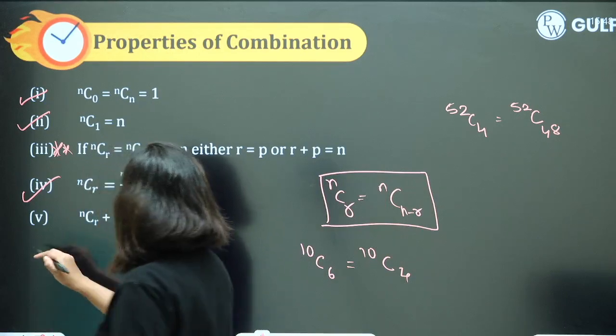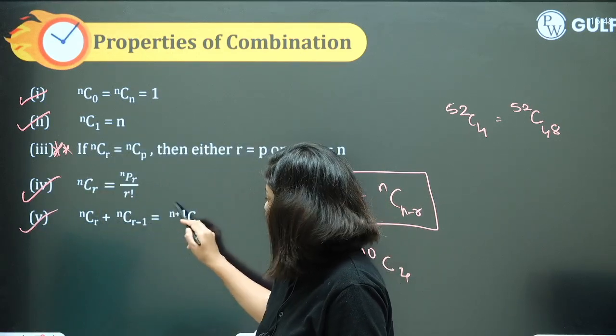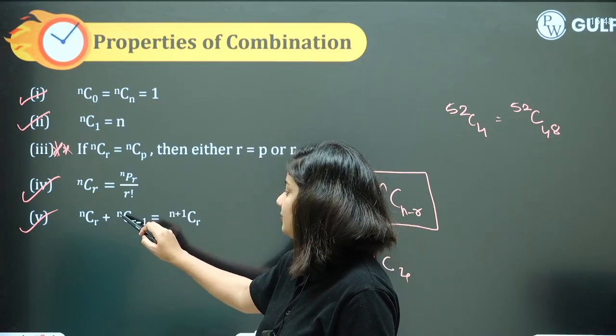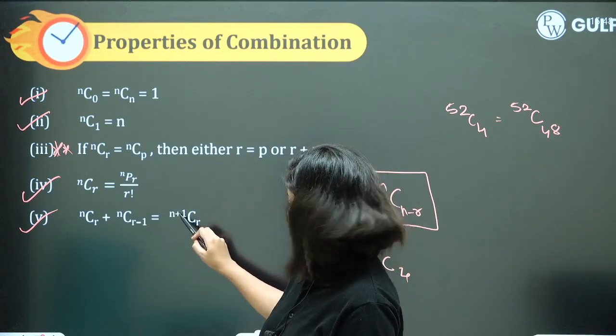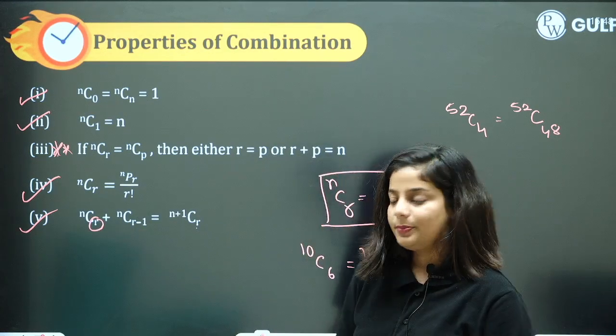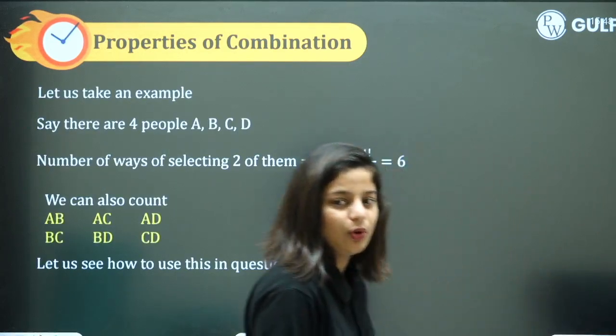That's the fourth property. And last, nCr plus nC(r plus 1). You will increase the power by 1 and plus 1. nCr plus nC(r minus 1). Increase the power by 1, and from the base, you will pick the bigger one. You will pick the bigger one. Okay? That's a property. We are not getting into the proofs and all.